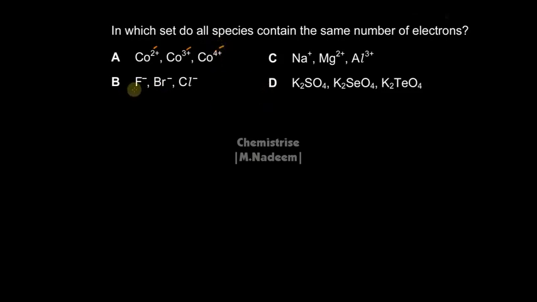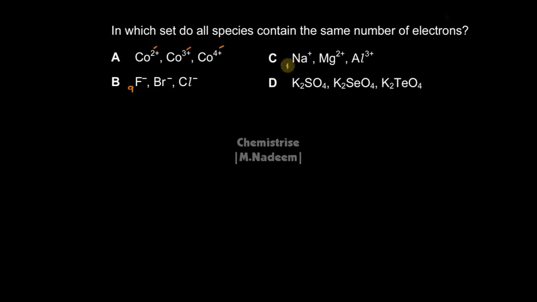In case of B, we got the fluoride, bromide and chloride ions. Fluoride has 9 protons and it would have 10 electrons, and bromide, definitely it's lower in the periodic table in the next period, so that will have more electrons than the fluoride ions, so it's not the answer. C, in which we got sodium.